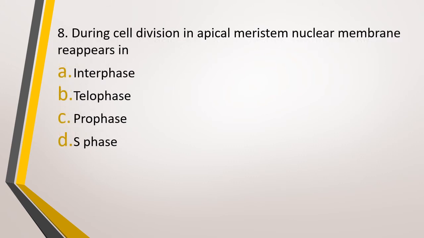Question number 8. During cell division in apical meristem, nuclear membrane reappears in. Nuclear membrane reappears in option A, interphase. Option B, telophase. Option C, prophase, or option D, S phase. In which stage of cell division does the nuclear membrane reappear? The correct answer is option B, that is telophase.